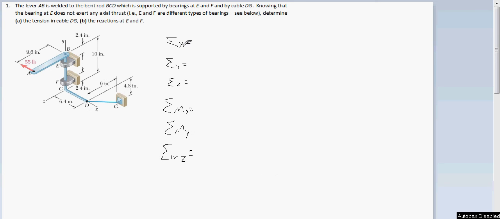Okay, so I'm going to be solving an equilibrium problem in 3D, and I'm going to start off with three equations, sum of the forces and sum of the moments. So there's a negative 55 force right here in the negative x direction, negative 55. There's two x forces at E and F, so I'm going to set both of those to positive, and we'll find out the direction later.